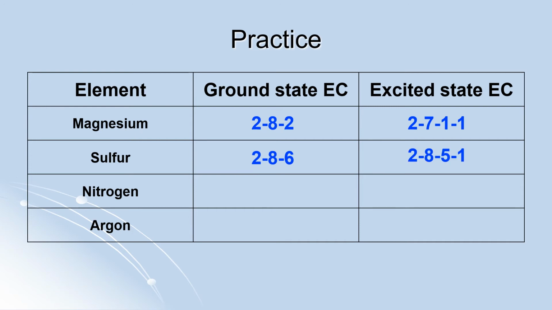So in this case, I chose to write 2851 because I said one electron moved from the third orbit to the fourth orbit. Then we have nitrogen. This is what the ground state configuration looks like.